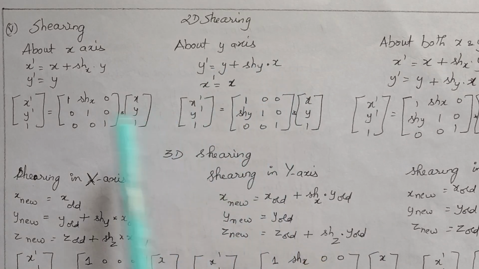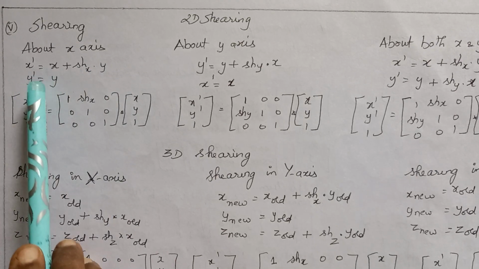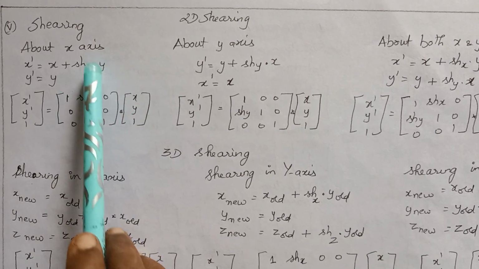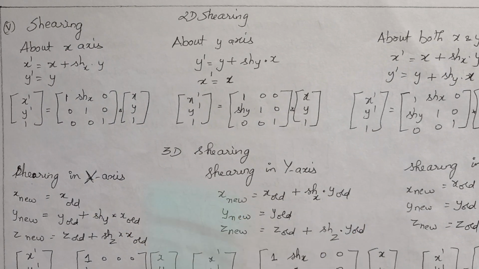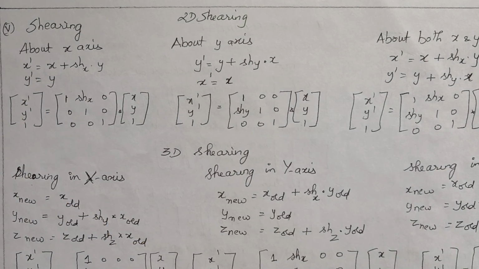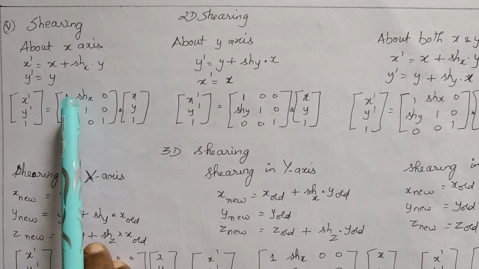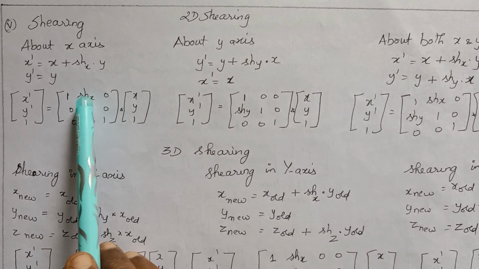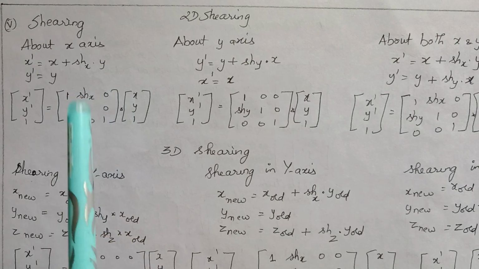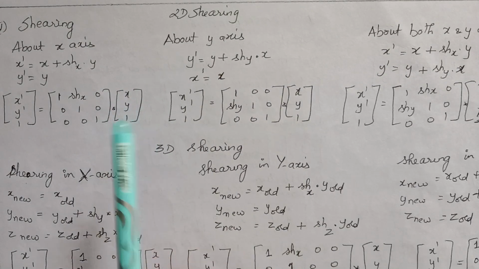See, for 2D shearing, first the x-axis shearing. About the x-axis, the new coordinate x dash should be x plus shx of y, where shx is the shearing factor, and y dash should be y, the same. I will write in matrix form: x dash, y dash, 1 equals 1, shx, 0 in the first row. So in the second column you write shx, then the diagonals will be 1 only, multiplied by x, y and 1.